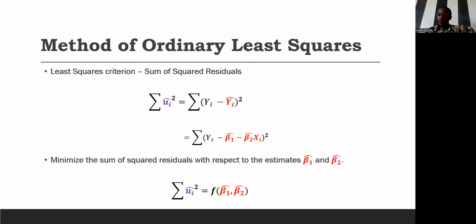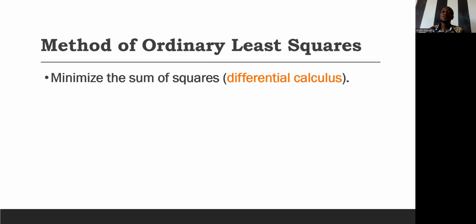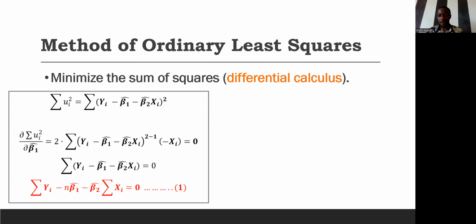We are going to minimize that one with respect to the beta 1 and the beta 2 we are going to estimate. And so we say that the sum of squared residuals is a function of the regression coefficients, beta 1 and beta 2. Now, how do we minimize? In mathematics, anytime we want to minimize or maximize a function, we call it an optimization problem. We have all those topics there in mathematics. Anytime we want to minimize something, we use differential calculus to do that. Now, we are not going to go into how this came about, but it means that we need to differentiate the sum of squared residuals with respect to the parameters that we are estimating.